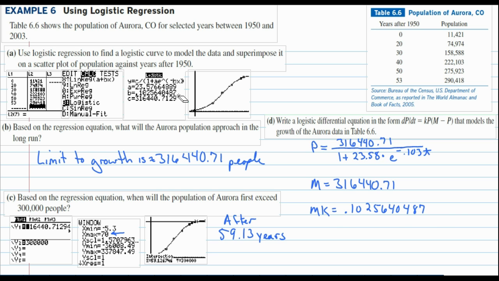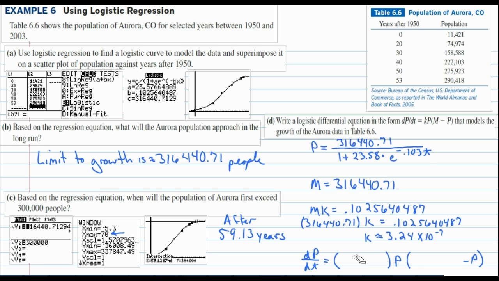So if I plug in my value for M and then divide both sides by M, I get that k equals 3.24 times 10 to the negative 7. So now I can put that into my differential equation format, where k is my 3.24 times 10 to the negative 7, and M is 316,440.71. Much shorter than taking the derivative.